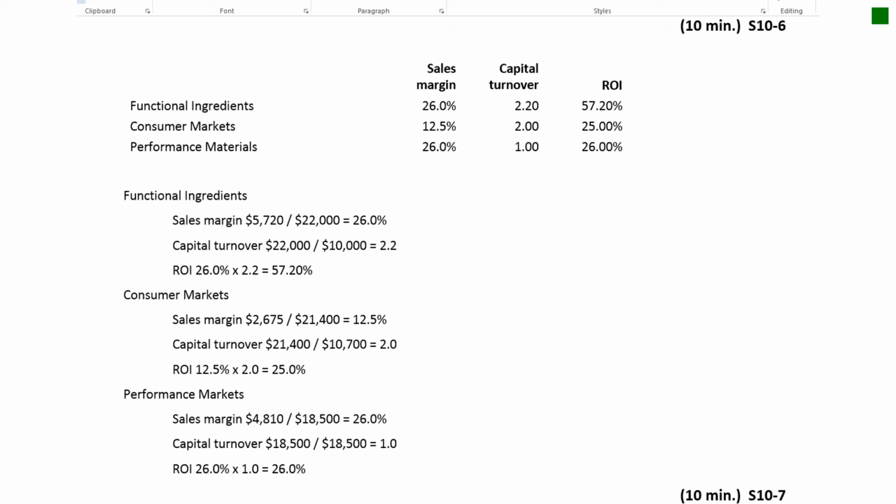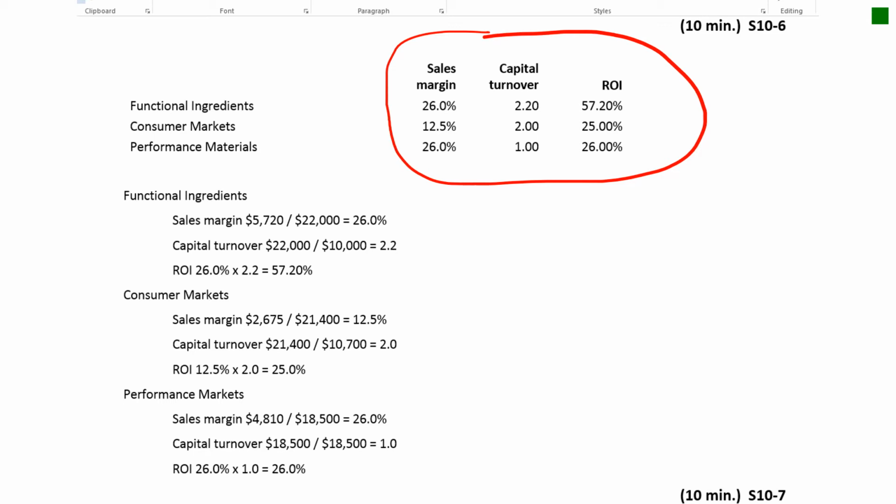So you can see the answers are up above for sales margin, capital turnover, and ROI for each of these. So right here, they're giving you the numbers you would divide by. For example, for functional, you would simply take that operating income and divide that by your sales. That would be your sales margin. For capital turnover, again, you take sales divided by your assets, you get 2.2. And then for ROI, you can just multiply these together. That's going to give you 57.2.